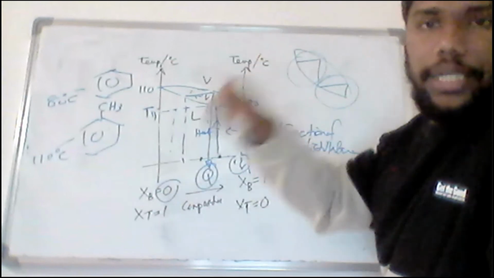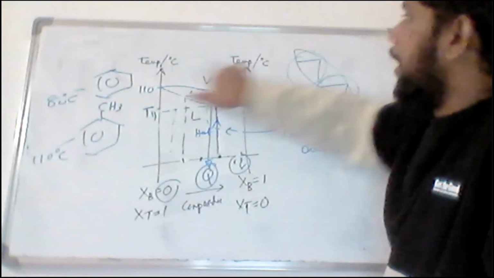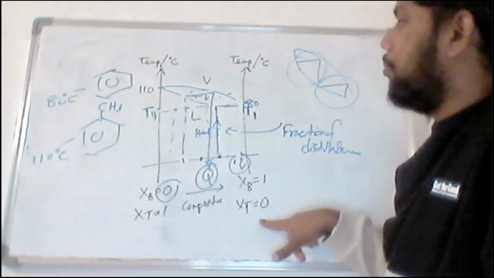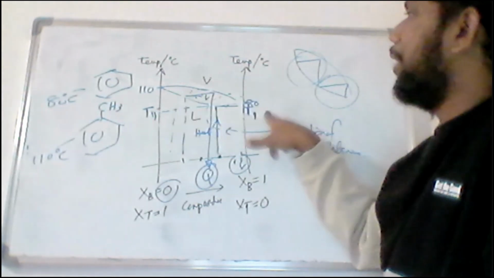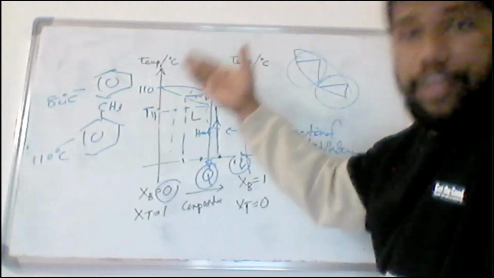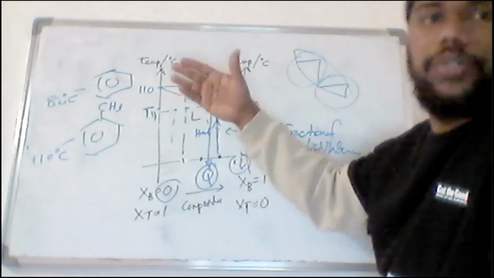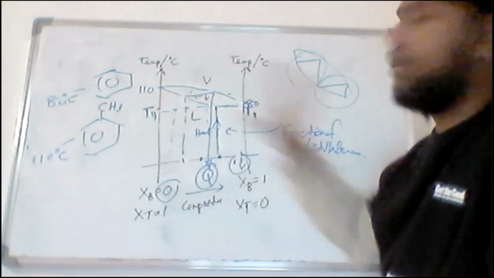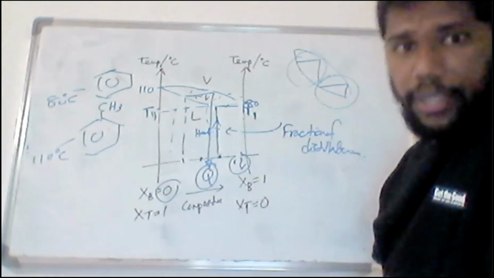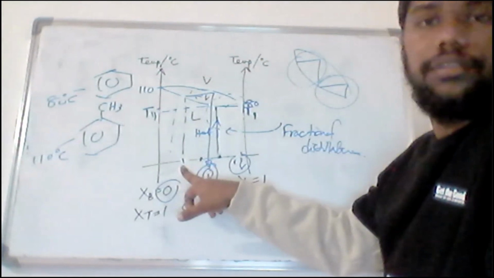Right, so this is very important. First, know how to draw a temperature composition diagram. Label the axes, put the mole fraction, put the boiling points, show the curve, show the vapor equilibrium, show the liquid equilibrium, show the liquid vapor equilibrium in the middle. That's the first point.